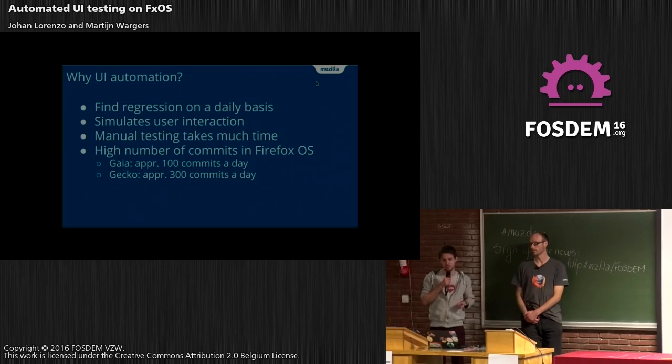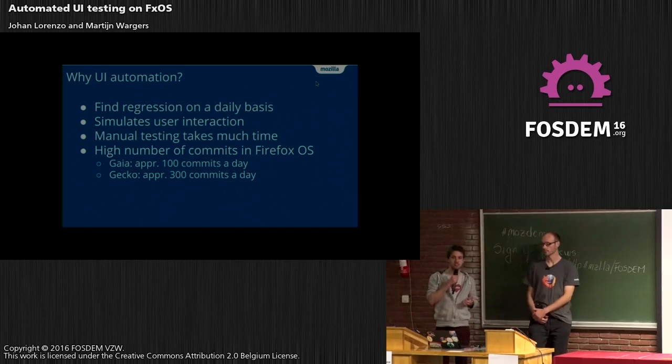The first one, it's faster. The machine is faster than the user, just in response time. But the second one is we have many manual test cases for Firefox OS, more than 5,000. So we are trying to automate this kind of thing.